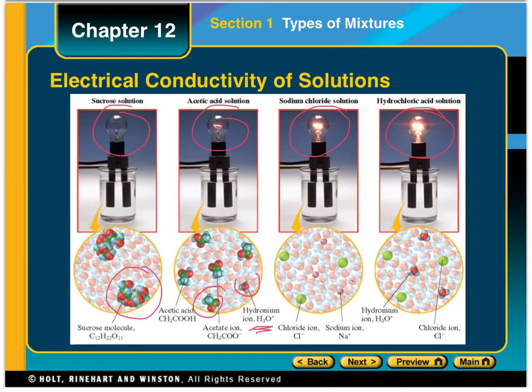If you look over here, you can see that there was a complete separation of those particles. And then in the final slide, you can see that you have these hydronium ions in here as well. And so that's what's going to make this and this considered to be strong electrolytes.